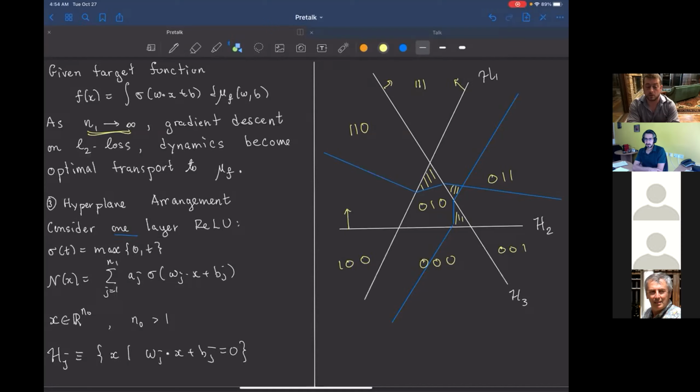So, okay, I should say this: hyperplane arrangements have been studied forever, in combinatorics at least, and the number of cells in a hyperplane arrangement is a well-known function. It's a theorem of Zaslavsky from like the 70s or something like that.